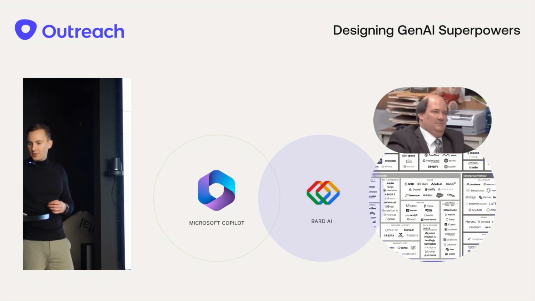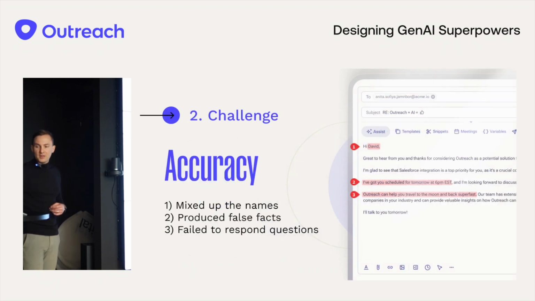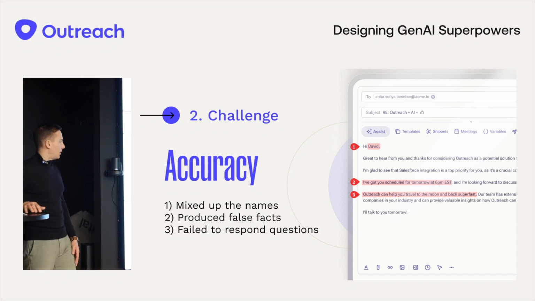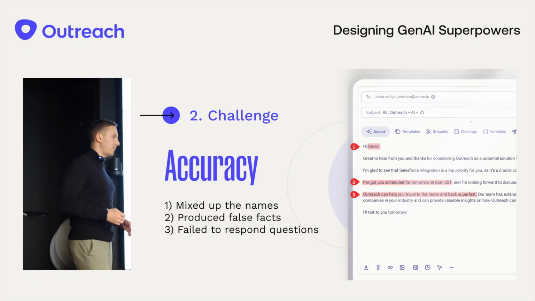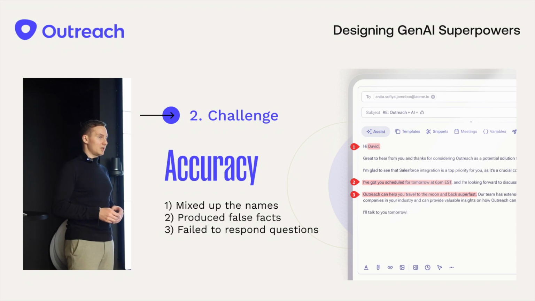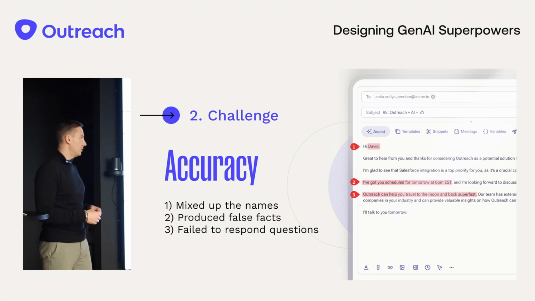The second challenge was the accuracy of Smart Email Assist, because sometimes it mixed up the names of the buyer and the seller. So instead of saying, hi Anita, it said, hey David. Sometimes it produced false facts. For example, it said that the email was scheduled at 6 p.m., but it wasn't scheduled at all.